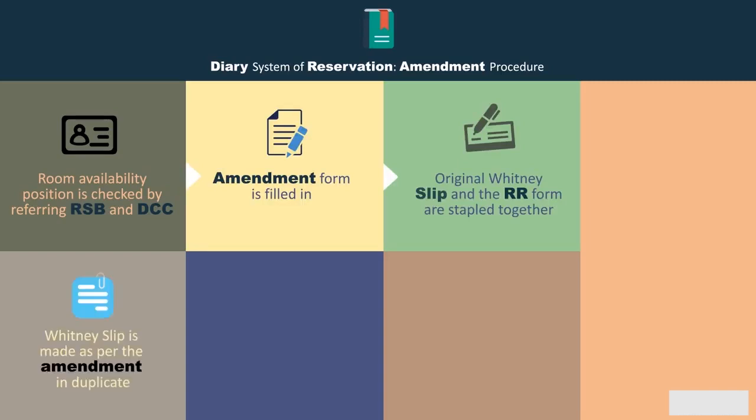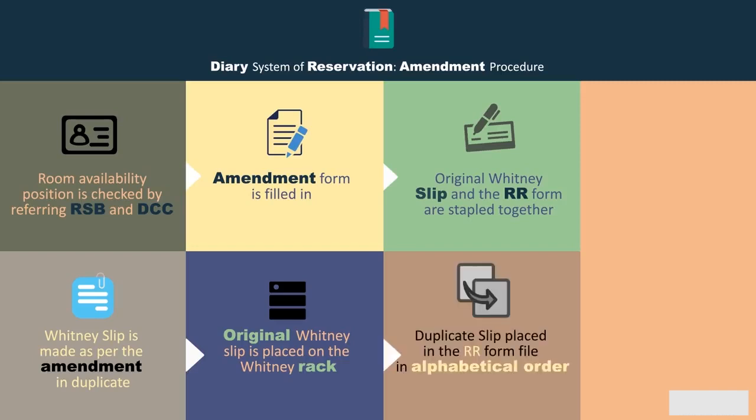A new Whitney slip is made as per the amendment, in duplicate. The original Whitney slip is placed on the Whitney rack after mounting on a carrier in alphabetical order. The duplicate Whitney slip is stapled with the amendment form and the RR form and then placed in the RR form file in alphabetical order. DCC is then updated followed by RSB if required.